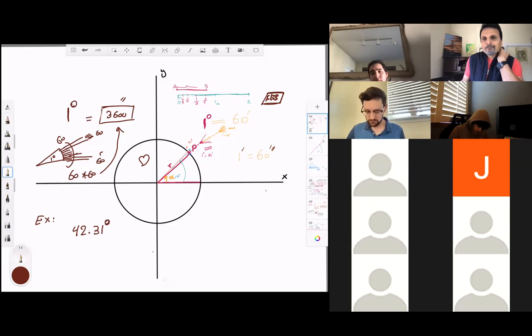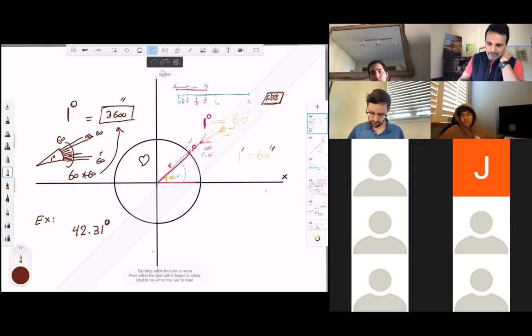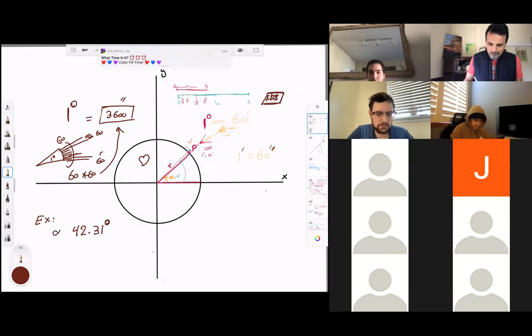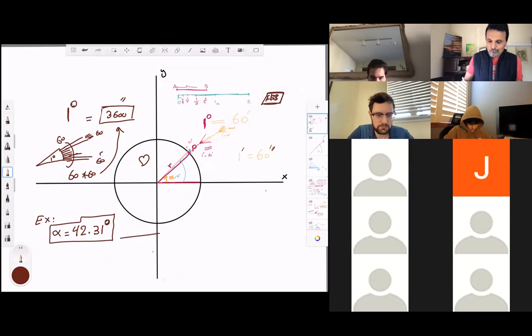Can we graph this? In my iPad, I cannot go. I can go to 40. For example, 42 here. This is 42. But if I go 42 and 0.31, that is complicated. But let's say we are able to make 42.31 with one type of application. But the question that we have is 42.31 degrees, and we would like to convert this to minutes and seconds.